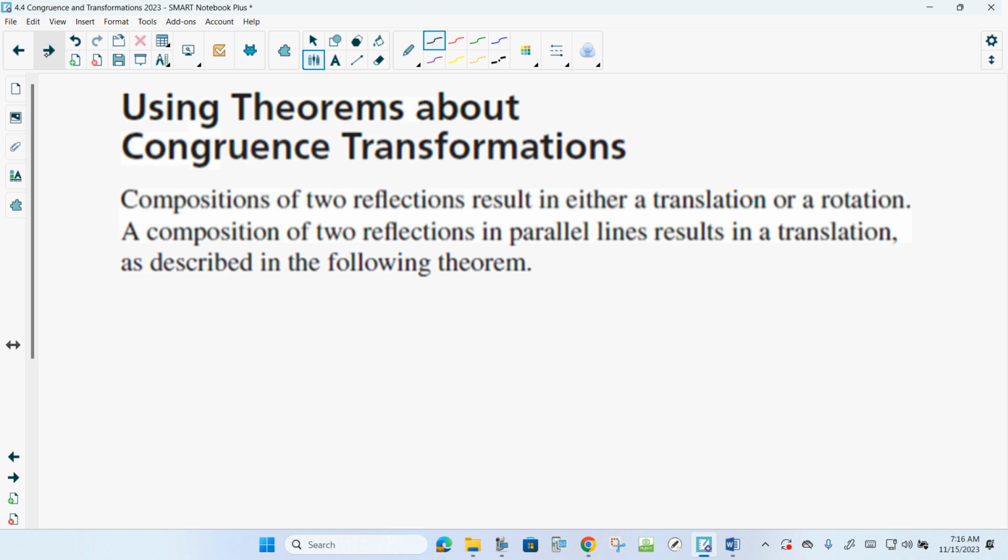Composition of two reflections results in either a translation or a rotation. So I do two reflections, and I'm either going to get a translation or a rotation. The composition of two reflections in parallel lines results in a translation, as described in a theorem.